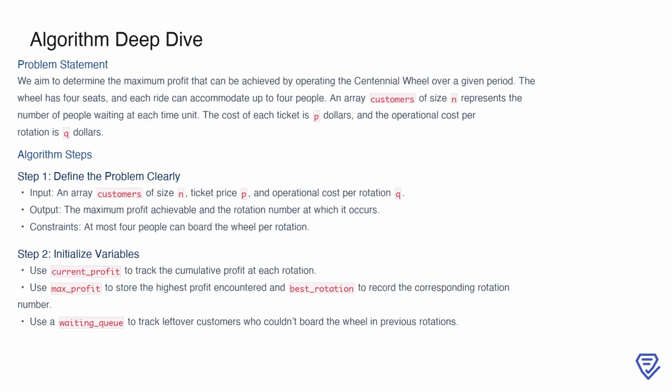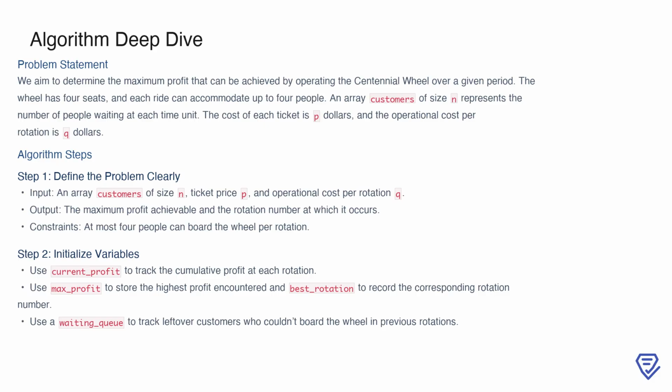To solve this, we start by clearly defining our problem. The input includes the customer's array, ticket price P, and rotation cost Q, and the output is both the maximum profit and the rotation number. Next, we initialize key variables. The current_profit variable will track the cumulative profit during the simulation, while max_profit will store the highest profit encountered, and best_rotation will record the corresponding rotation number.